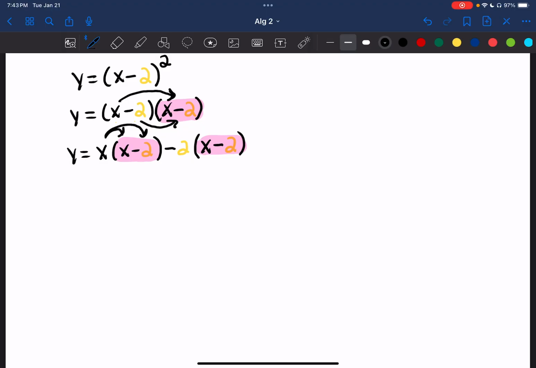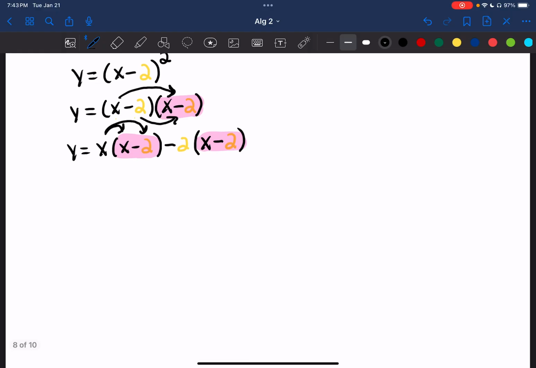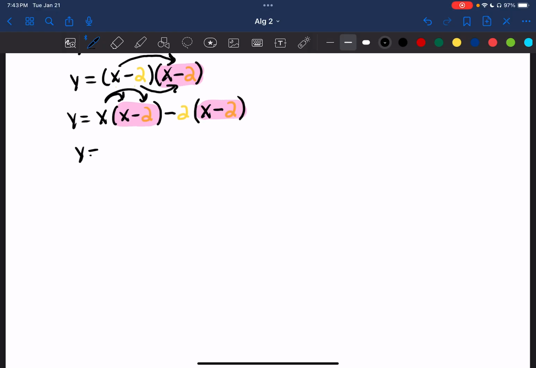So to do that, we take the term out in front and we distribute it into the parentheses. So here you would have y equals x times x, well that's x squared, x times -2, that's -2x. And then we move on to the second part, -2 times x, that would be -2x. Then we have -2 times -2, that gives us a +4.